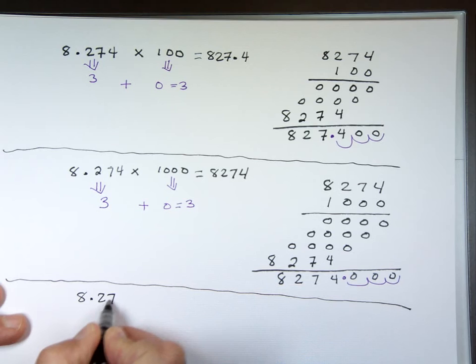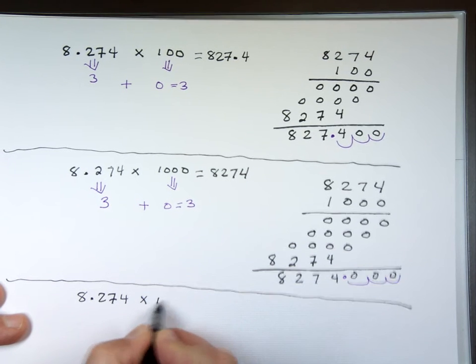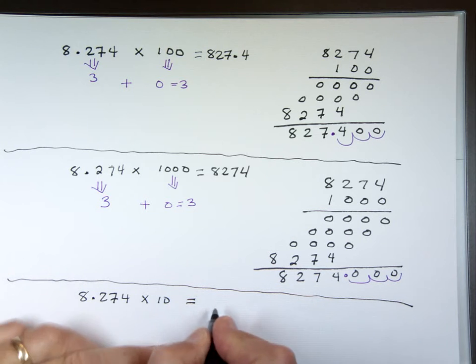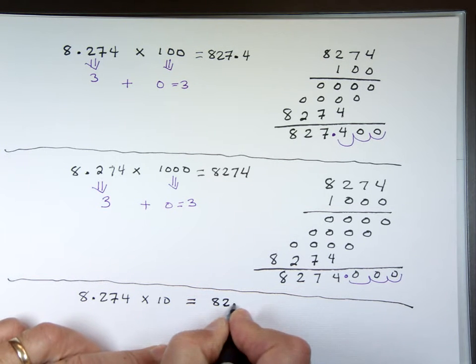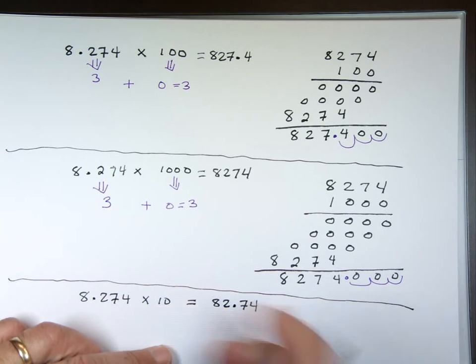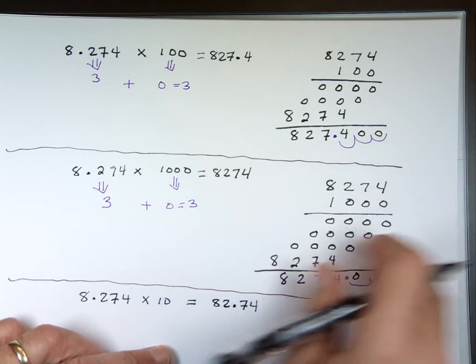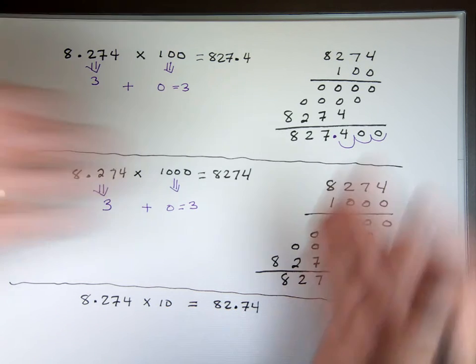So if I take 8.274 and I go times 10, I don't want to multiply that out. I'm going to move the decimal point to the right. How many places here? 1. Why? Because you only have 1 zero. That would be 82.74. No reason to do all this math. So you can get the answer much quicker by just memorizing that simple rule.